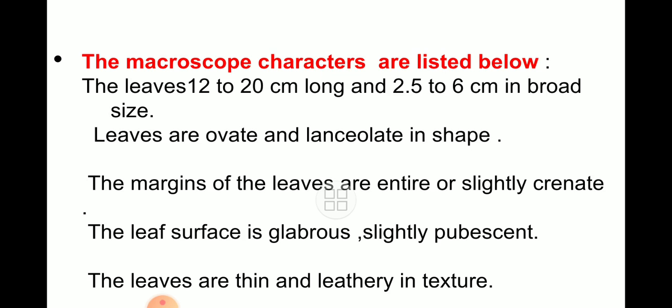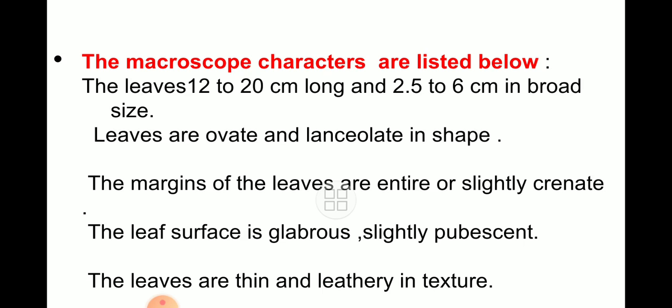The margins of the leaves are entire or slightly crenate. In the sense, we can find an entire margin, or sometimes we can find a curve in the margin of the leaves. कडा ज्याला आपण म्हणतो पानाच्या, त्याच्या बाबतीमध्ये आपण बोलतोय. The leaf surface is glabrous, slightly pubescent. Glabrous in the sense smooth, there is no rough surface that we can find on it. Glabrous is smooth.